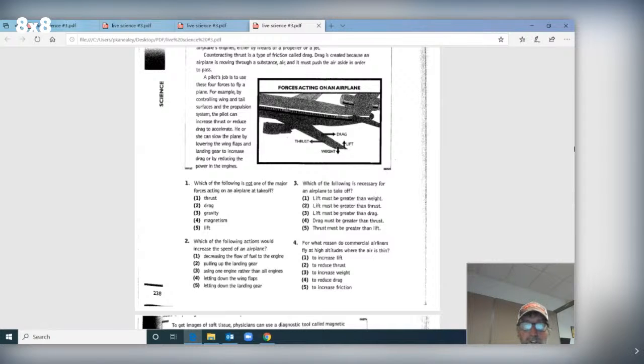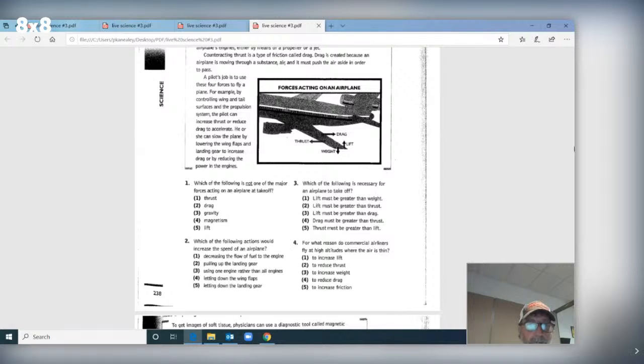The third one, which of the following is necessary for an airplane to take off? Once again, in the reading, one of those things is going to state what is necessary for an airplane to take off. And the fourth one, for what reason do commercial airlines fly at high altitudes where the air is thin? So we're going to look for a reason why airlines fly at higher altitudes. All right, so we kind of know what we're looking for now.